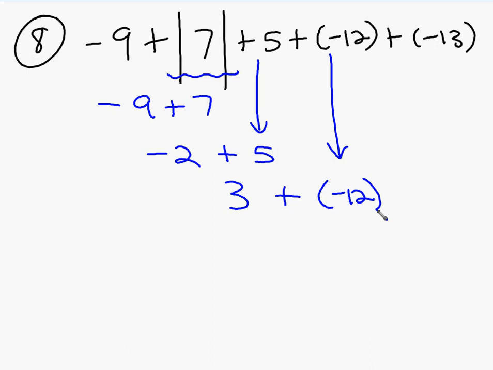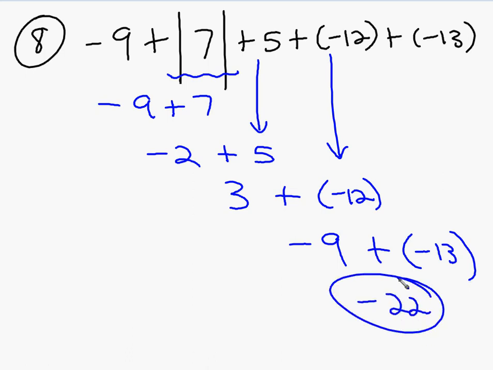Now I bring down this part, 3 plus negative 12. Now I'm over at positive 3, and I go 12 units to the left. So I'm going to be where, JC? Negative 9, good. Negative 9. And then if I add negative 13, now I'm already in a 9-foot hole. And I go down 13 more feet, or I go 13 more units to the left, I'm going to be at negative 22.